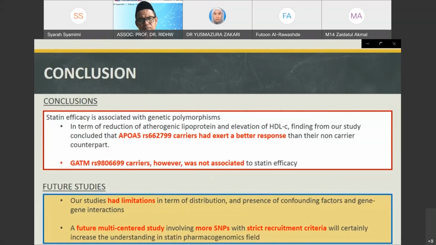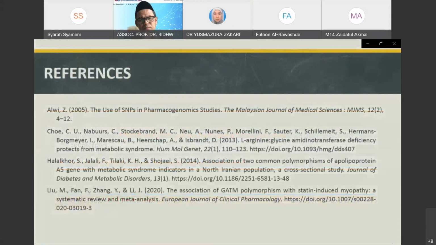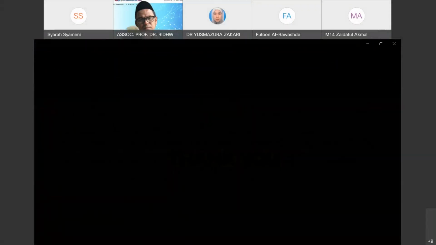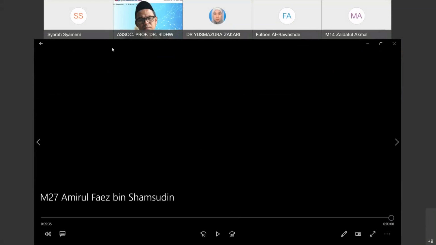For future studies, our study had limitations, and therefore we suggest a future multi-center study involving more SNPs and stricter recruitment criteria to increase the understanding in this statin pharmacogenomics field. Here's a list of references. Thank you.